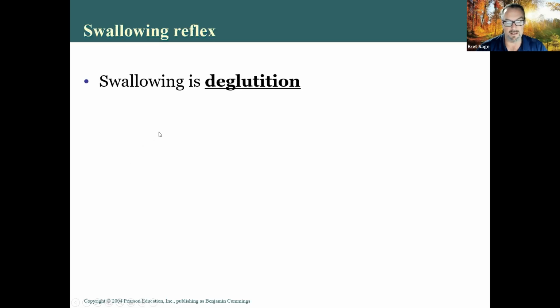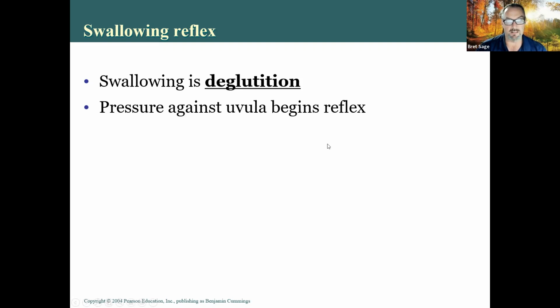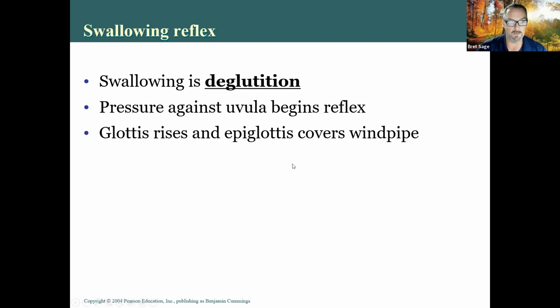Okay, swallowing, scientific term is deglutition. You guys have heard of gluttony. It comes from the root for swallowing or eating, glut. So deglutition is swallowing. Pressure against the uvula begins the reflex. When you push food to the back of the mouth, that little dangly thing called the uvula, when that gets pushed backward, that initiates the non-conscious or subconscious, unconscious reflex of swallowing.